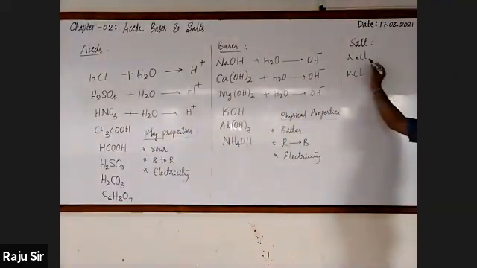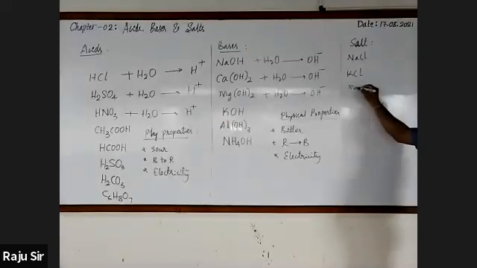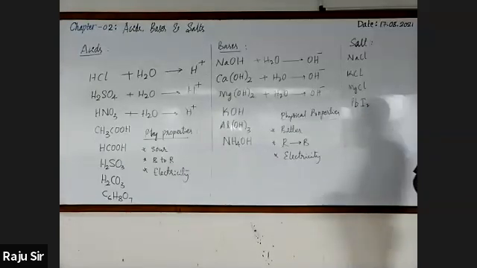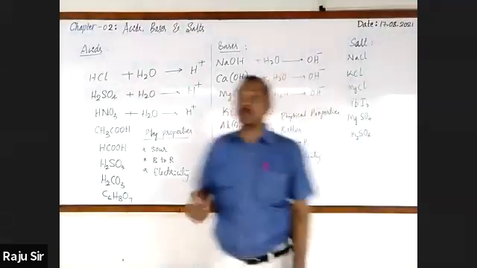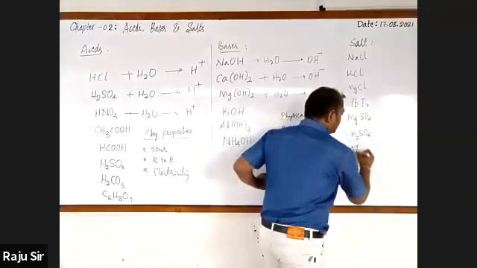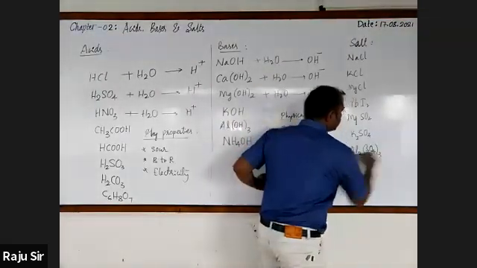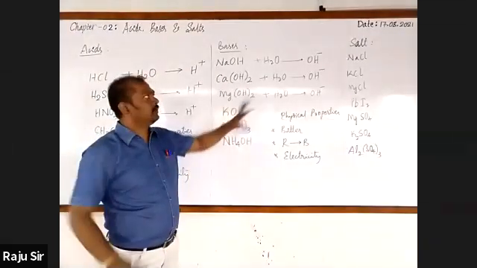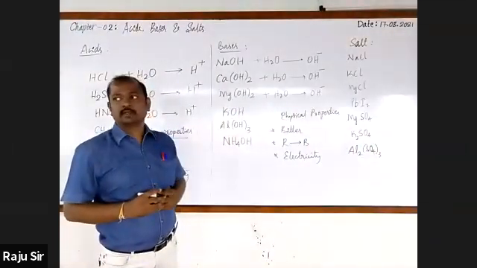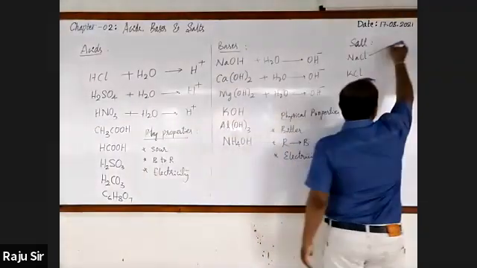See here: sodium chloride, potassium chloride, magnesium chloride, magnesium iodide, potassium iodide, PbI2, MgCl2. Magnesium sulfate, MgSO4. Potassium sulfate, K2SO4. Aluminium sulfate, Al2(SO4)3. MgCl2, magnesium chloride, the salt. Then silver nitrate.